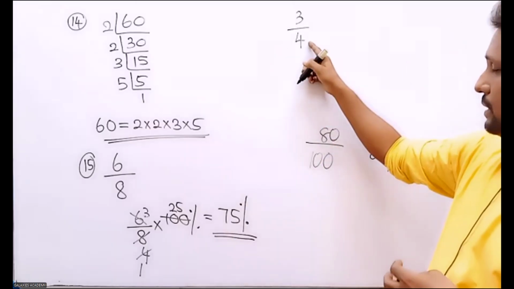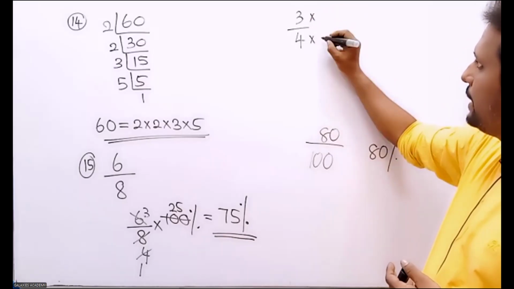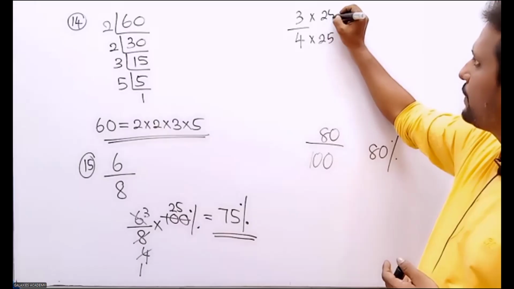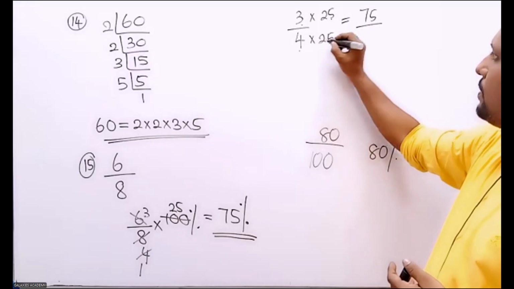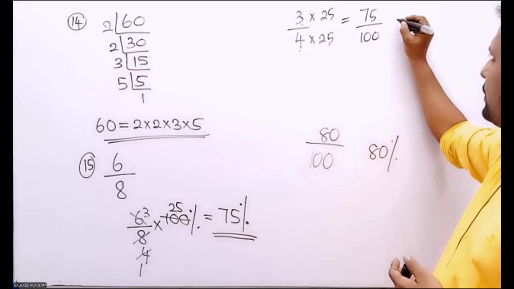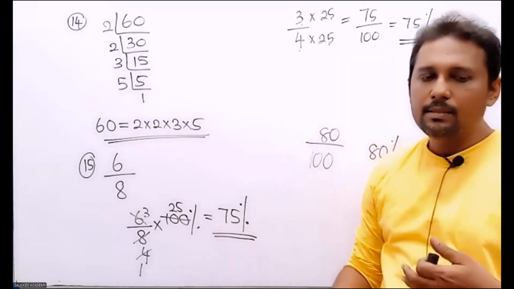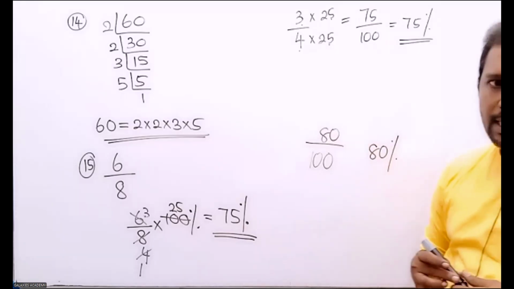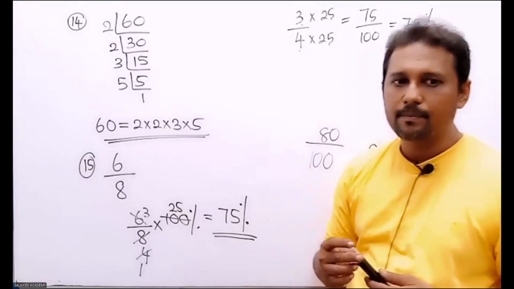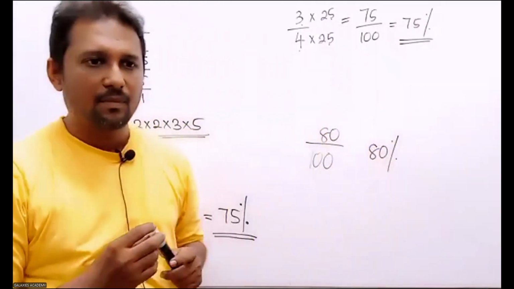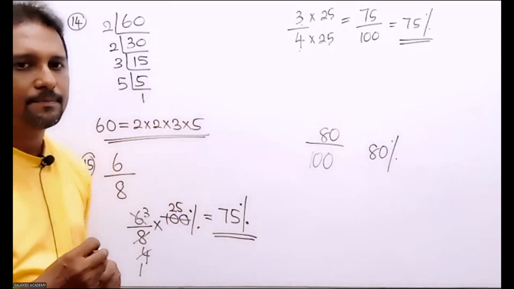Right. To get 100, what do you have to do? Both numerator and denominator you have to multiply by 25. 3 multiplied by 25 is 75. 4 multiplied by 25 is 100. 75 over 100 means 75%. It is another method of getting the percentage, right? Now I have discussed that there are two methods. You can use any method. Are you clear? Can you understand at least one method? Yes, sir. Right.